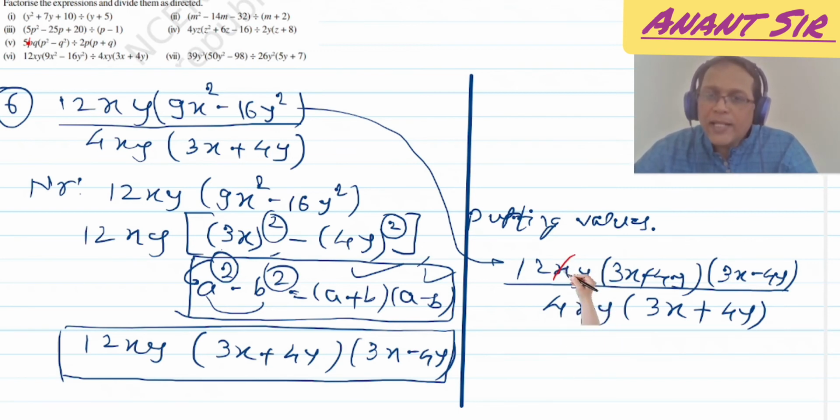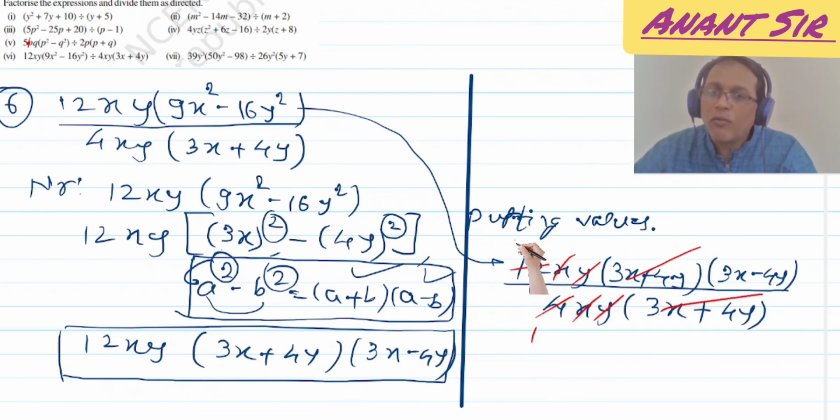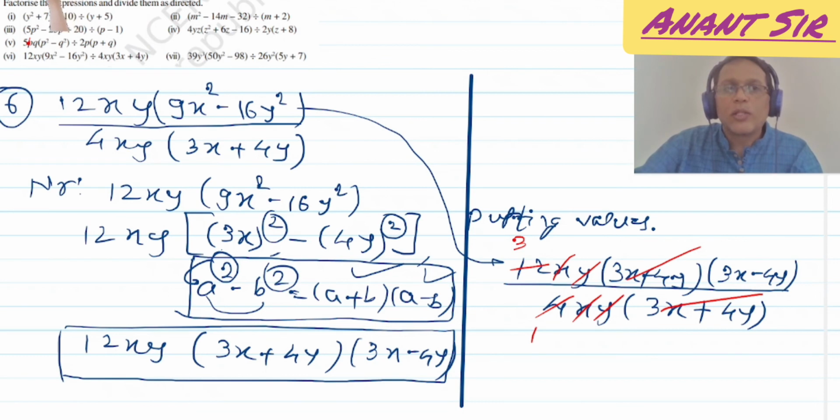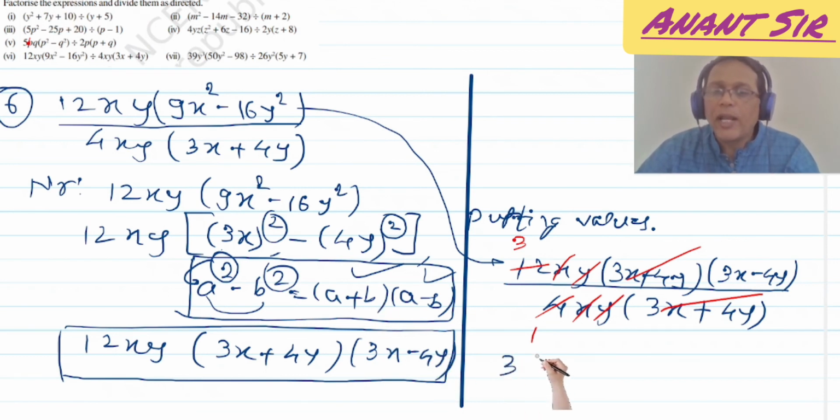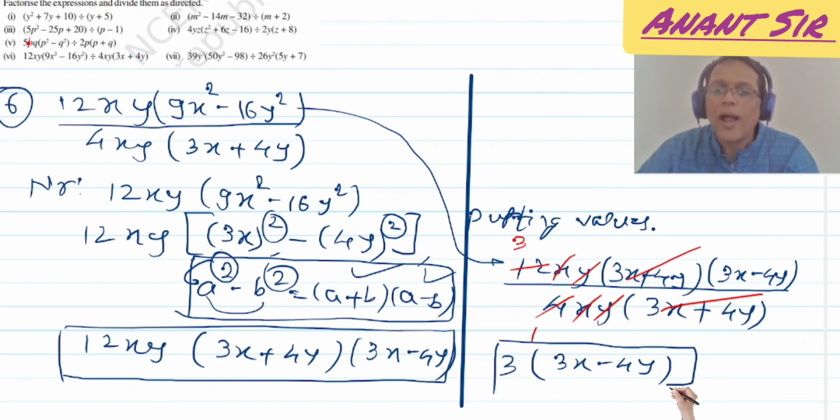Now x gets cancelled, y gets cancelled, the 3x plus 4y bracket gets cancelled, 4 ones are 4, 4 threes are 12. So this is our final answer, friends: 3 multiplied by (3x minus 4y).